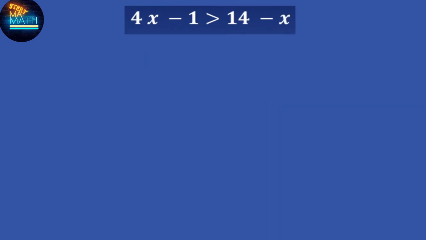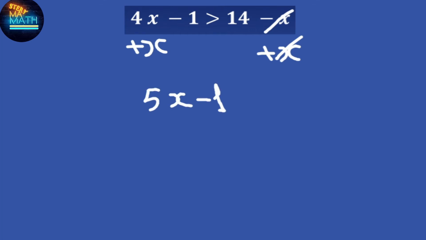Let's try another example. Here you have 4x on both sides, so you can combine them on one side by adding x to remove negative x. So here plus x, and also here plus x. Negative x and x will cancel out, so 4x plus x is 5x. Minus 1 is greater than 14.